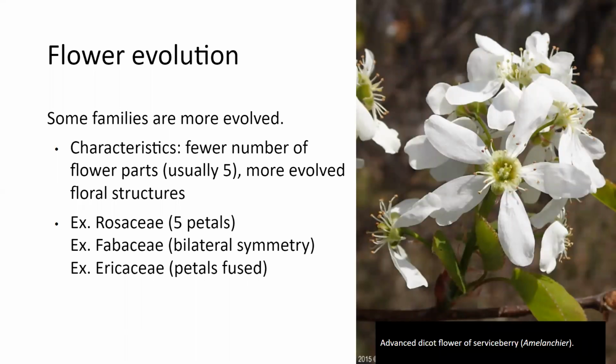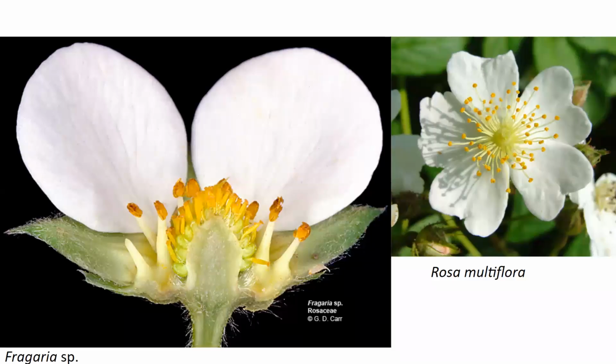So I'm going to show you some examples of those so you can see what some of these more advanced, more evolved plant families look like. So this is looking at, on the left, we have Fragaria, that's wild strawberry. And on the right, we have Rosa multiflora. Both of these are plants in the Rosaceae family.